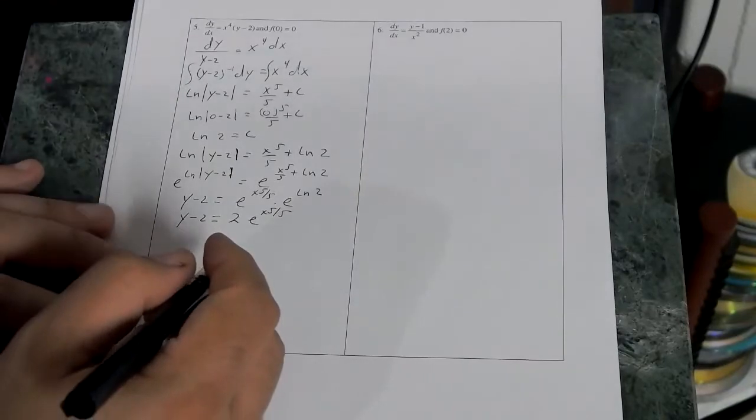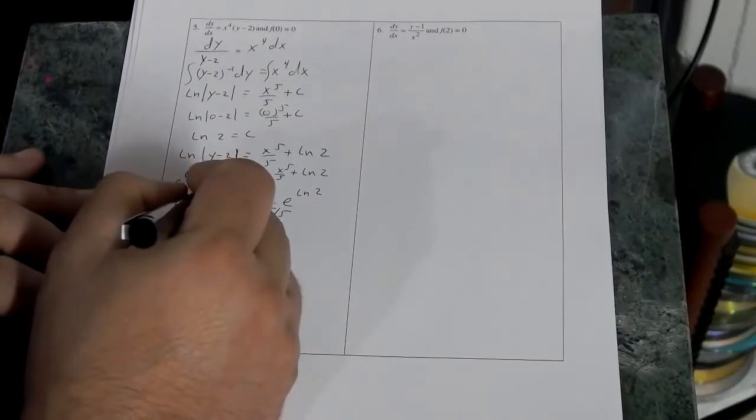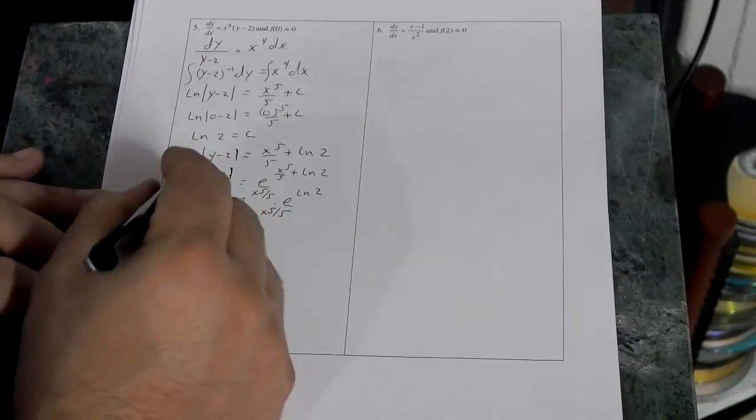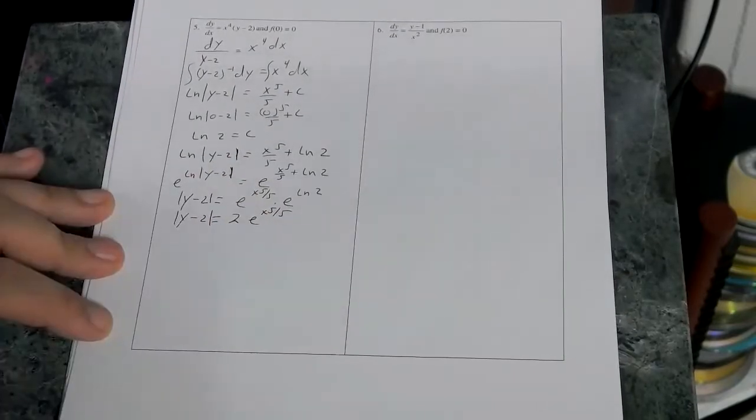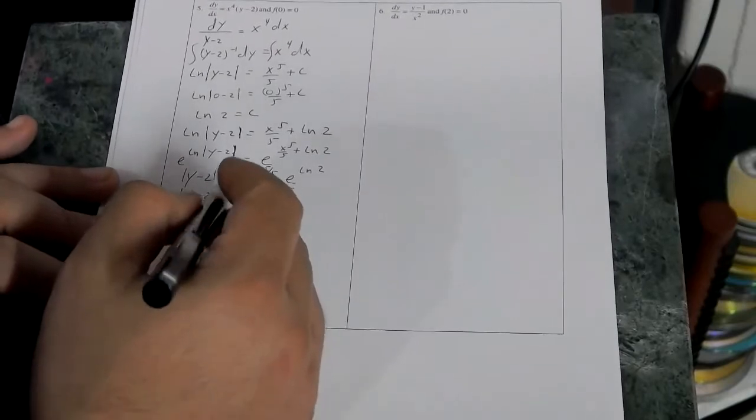So actually, this should have stayed in absolute values. I apologize, because e to the natural log of that something is that something. Okay, so now we want to solve this. So we have two setups.